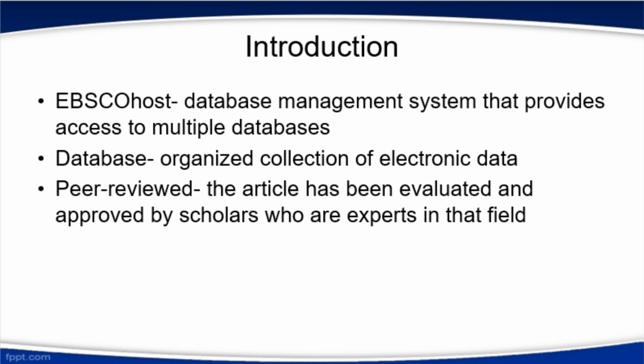Peer review is a process that ensures the quality of information in a publication. Experts in that field read, evaluate, and approve articles and studies before they are published. Articles from academic journals are peer-reviewed. Those found in popular magazines are not.